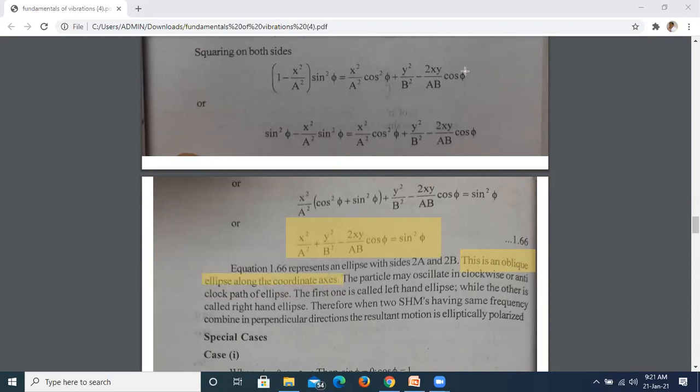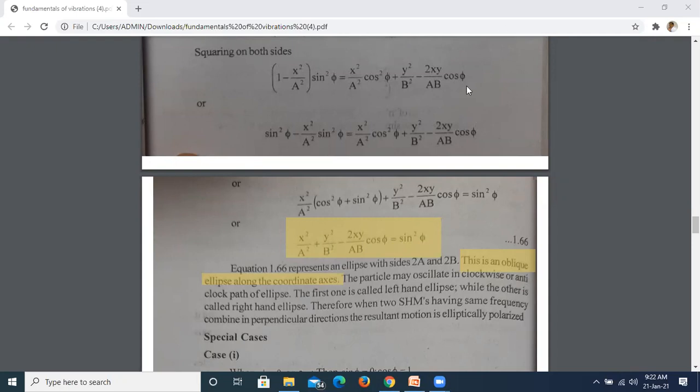Here, let us see some cases. This resultant motion of the particle depends on the amplitudes of the individual simple harmonic motions, the angular frequency and the phase difference. So these three factors decide the resultant motion of the particle. If you observe the equation, it is very clear: a is the amplitude of the first simple harmonic motion, b is the amplitude of the second simple harmonic motion, and phi is the phase difference.